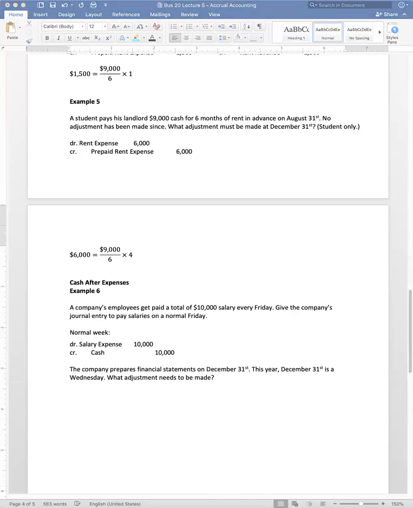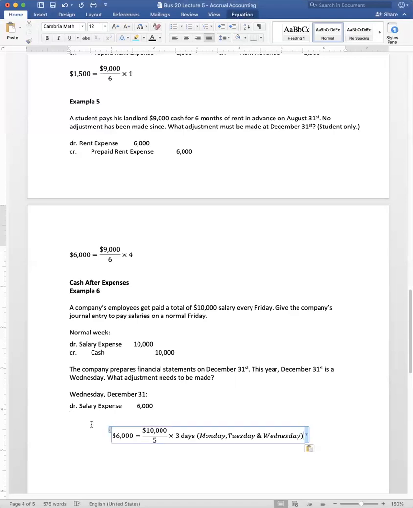So what we're going to do on Wednesday, December 31st, is we are going to record a debit, remember expenses are debited, to salary expense for the 3 days. All right, so how did I calculate $6,000? It's 3 days worth. So here we've got $6,000, which is the $10,000 for the whole week divided by 5 days. It's a 5-day work week, Monday through Friday, times the 3 days that the employees worked. Monday, Tuesday, Wednesday.